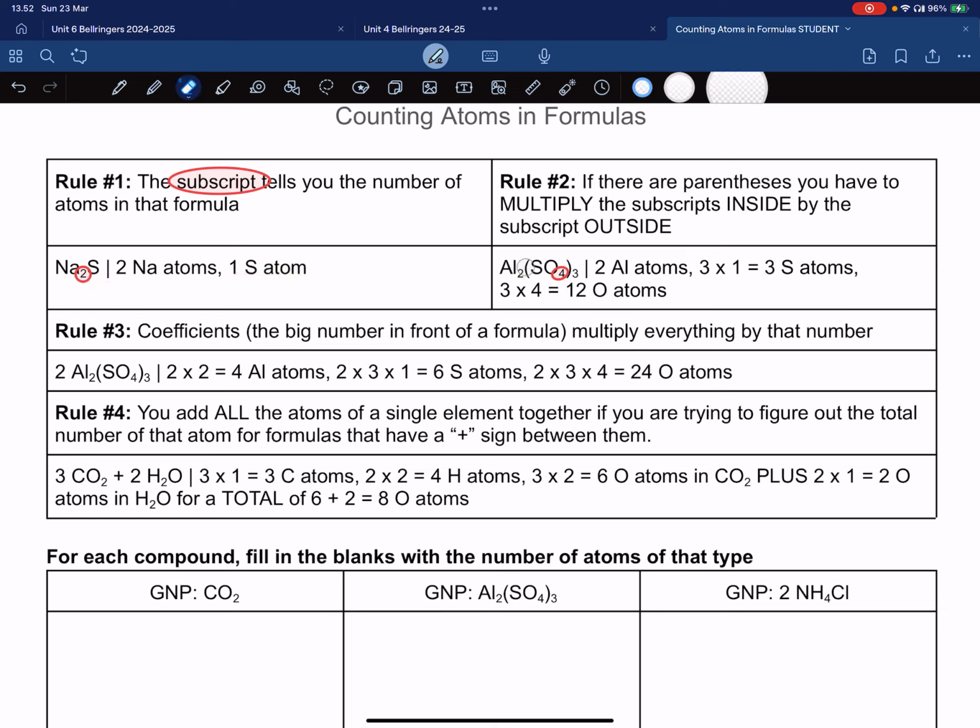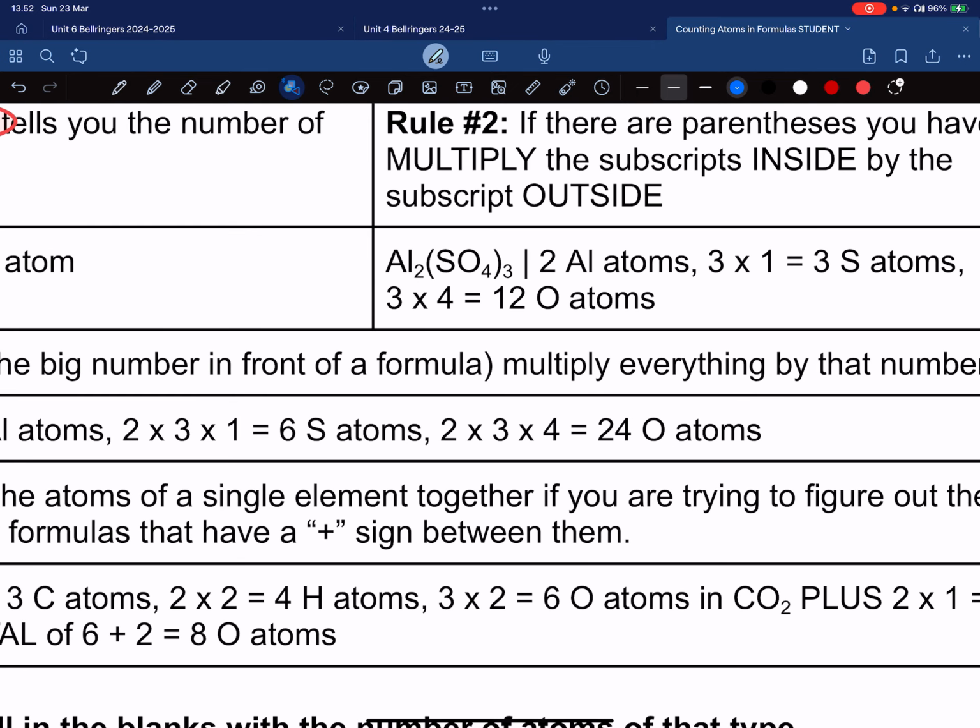All right. Number 2. If there are parentheses, then you multiply the subscripts inside by the subscript outside. So here we have a parentheses. You've got a subscript of 4 inside. You got a subscript of 3 outside. So that gives you 3 times 4, 12 oxygen atoms.